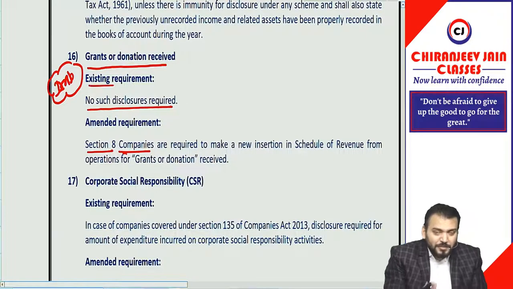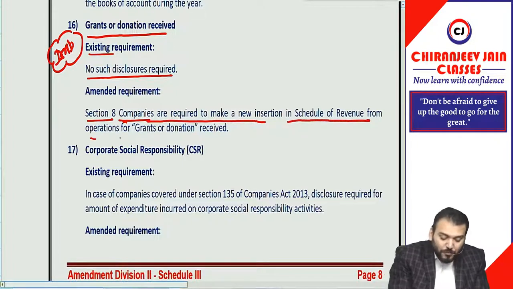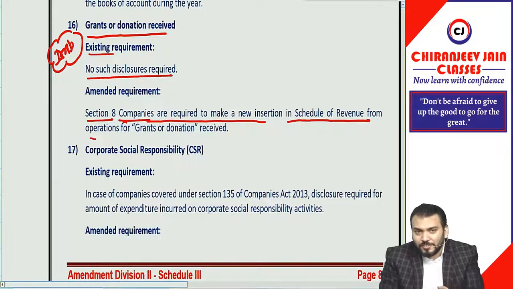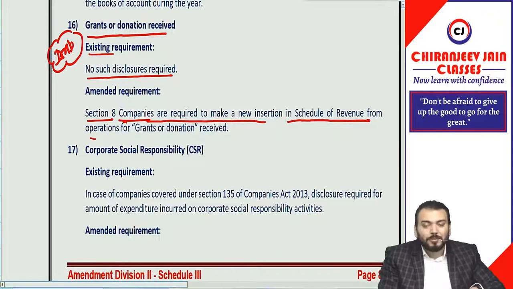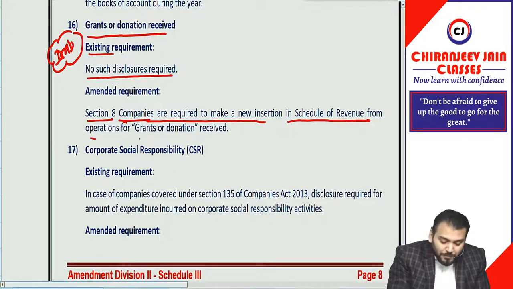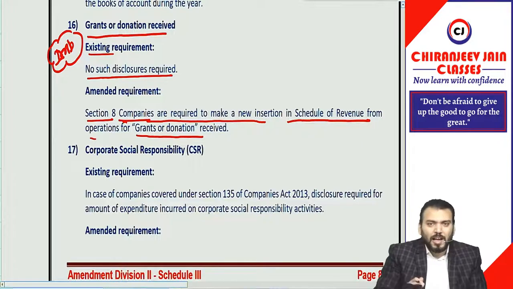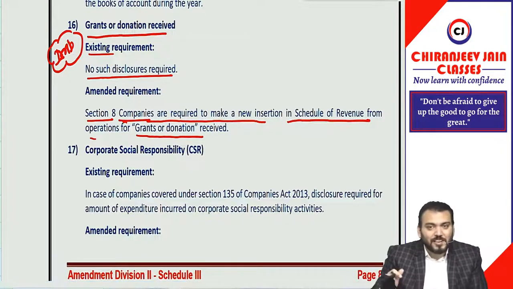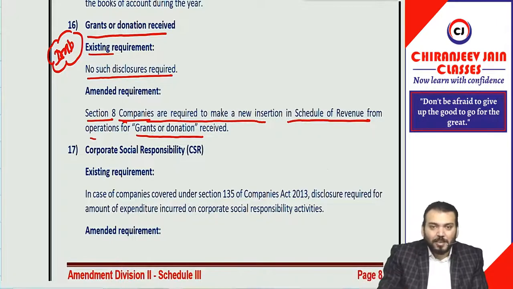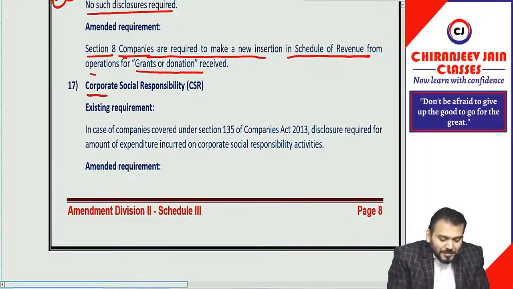Previously there was no such disclosure requirement, but now as per the amendment, Section 8 companies are required to make a new insertion in the schedule of revenue from operations for grant or donation received, because grant or donation received will be the income from ordinary activities. So for those companies, grant or donation received will be considered as revenue from operations. For any other companies which are not Section 8 companies, grant or donation cannot be revenue from operations; that will be disclosed under other income. Understood? Have you understood this point? Yes, sir.